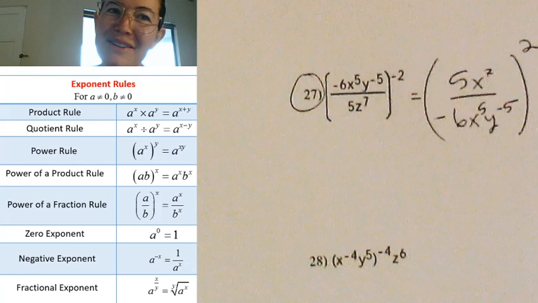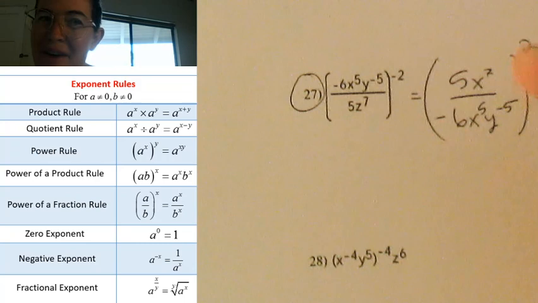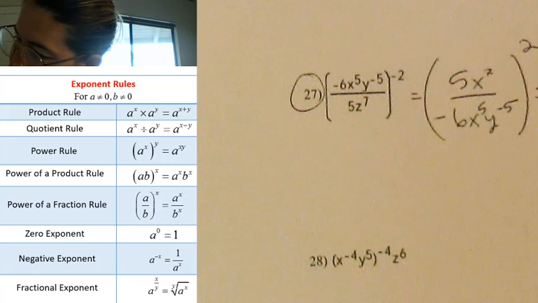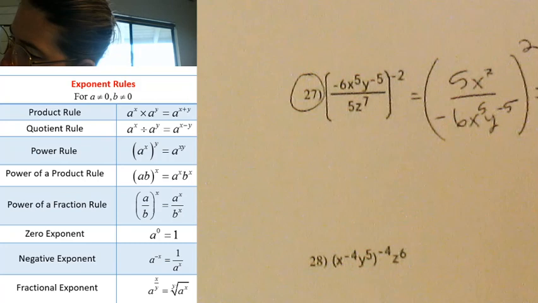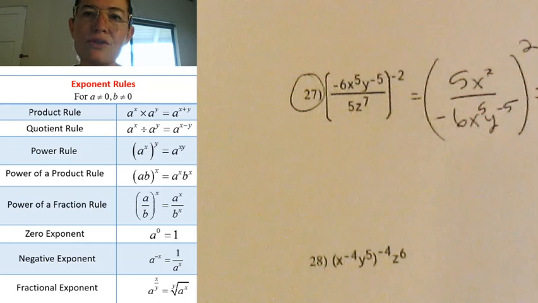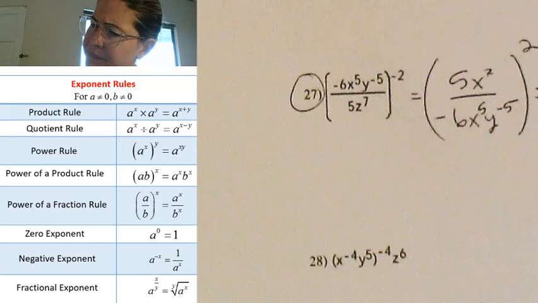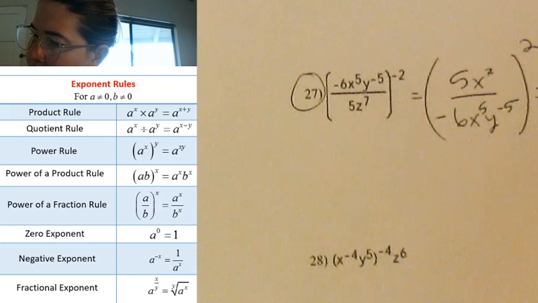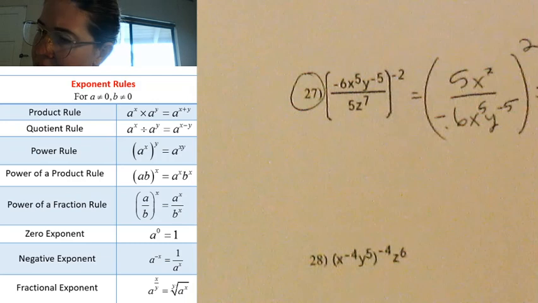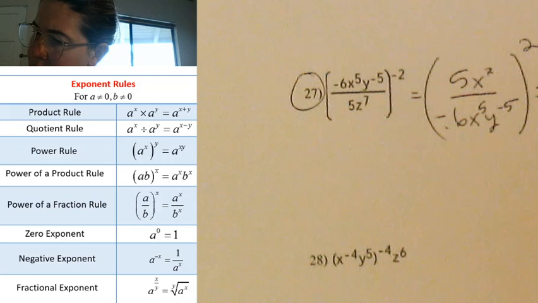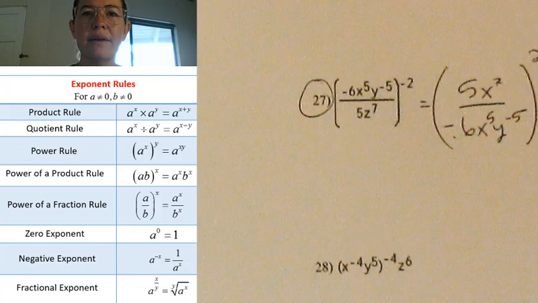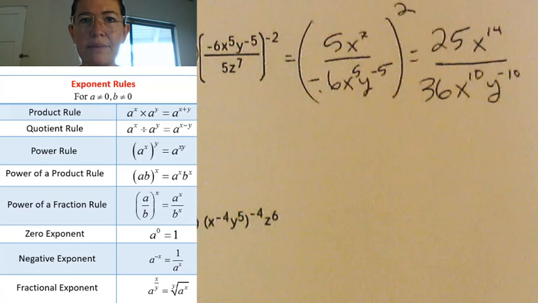All right. So we're going to have 5 squared, 25. We're going to have our x to the 7th. So that's going to be x to the 14th. So I'm just distributing that 2 to each value. The negative 6 is also going to get squared. Because it's in this parentheses, that's going to be a positive 36. And then I've got x to the 10th, y to the negative 10th. Okay. Oops, sorry. All right. I also don't have you here in person to say, we can't see it.